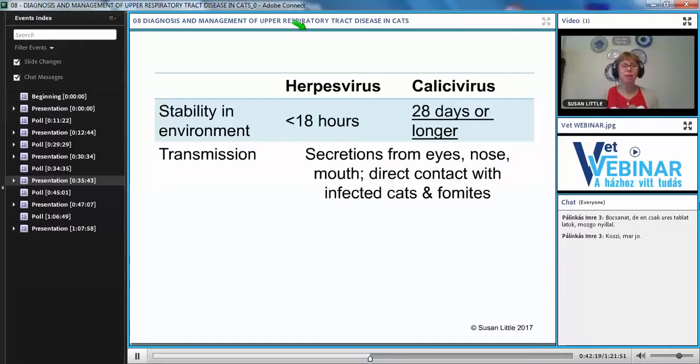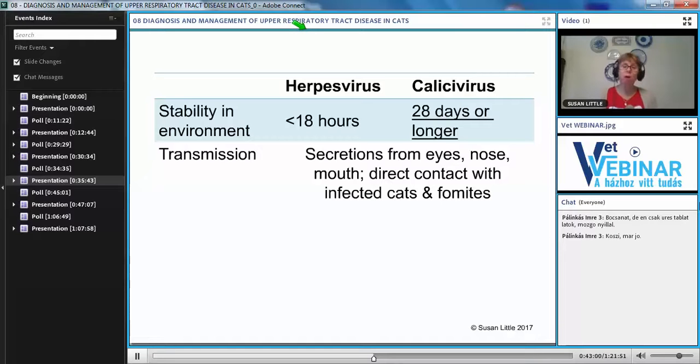Some other key differences have to do with stability in the environment. So these will persist in the environment. The good news is that herpes virus is very short-lived in the environment, only about 18 hours, so less than a day. It desiccates, it dries out, and it disappears even if you don't do any cleaning or disinfection. It will disappear from the environment. So typically it's close contact that's going to transmit herpes virus from cat to cat. Both of these viruses are shed in secretions from the eyes, the nose, the mouth. So it's usually, for herpes virus especially, direct contact from cat to cat.